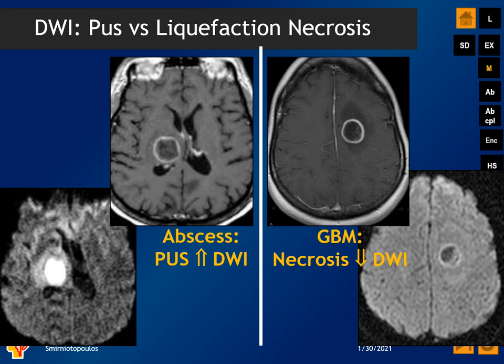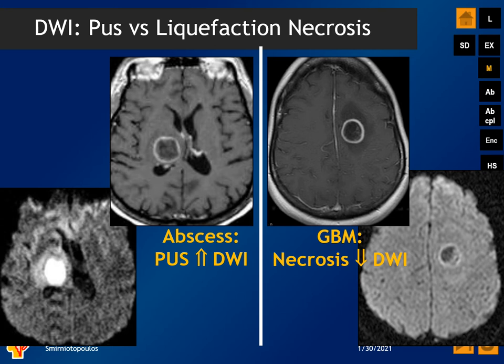I want to share with you how useful the DWI image can be. On the left-hand panel, we have an abscess where we have pus causing increased signal in DWI. On the right side, we have a ring-enhancing lesion, which has a thin rim, a smooth rim, completely convex all the way around, surrounding vasogenic edema, and this looks very much like an abscess, but this does not have restricted diffusion. This is a GBM, pathologically proven with necrosis.